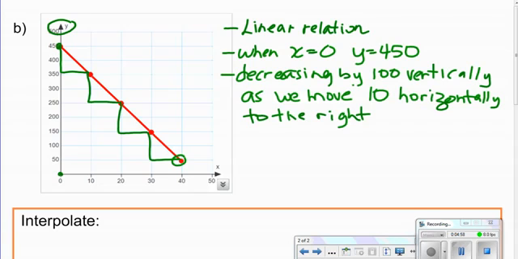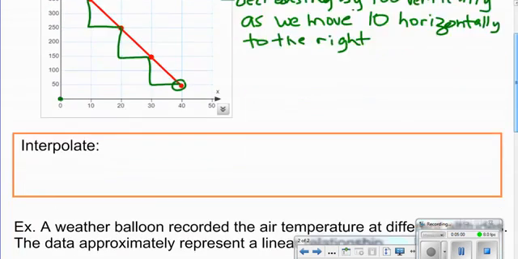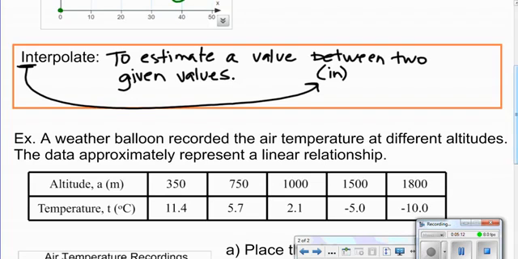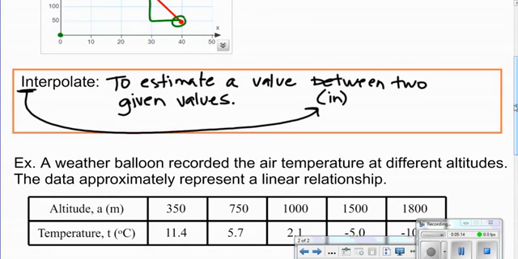Okay, next keyword we need to look up is interpolate. So I would like you to freeze, take a minute, figure out what interpolate means. Here's a hint, it's got the word in inside of it. That's key for you. Okay, so interpolate means estimating a value between two given values. And when we say the word between, we mean in, like it's in between them.